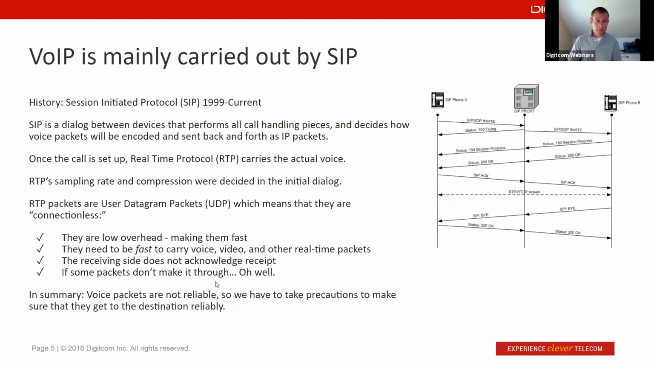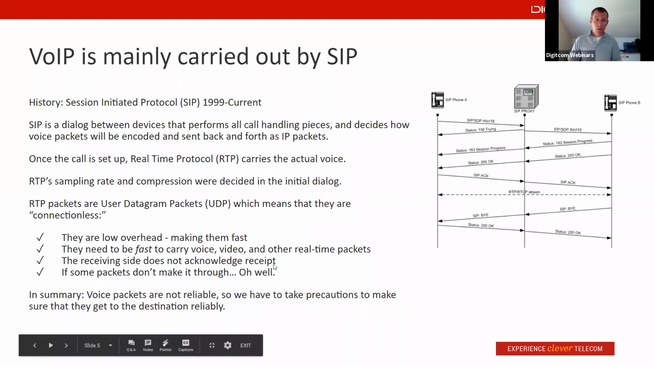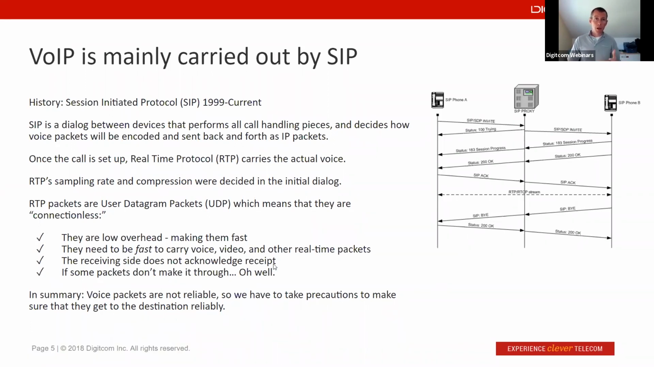Just they don't get there. So in summary, voice packets are not reliable. All right, and so we've got to take precautions. You and I need to take precautions to make sure that they get through, that they get there reliably, and that they get there at roughly the same speed as one another. Okay, and that's really VoIP in a nutshell.